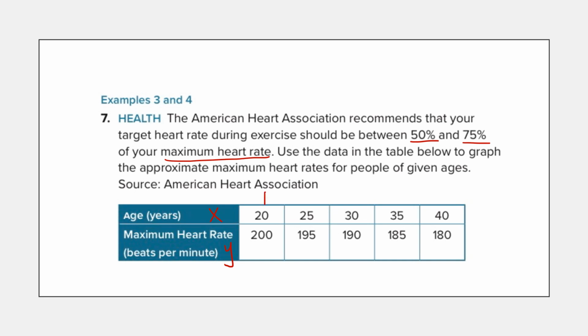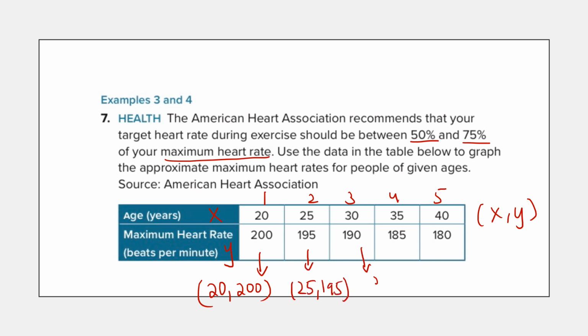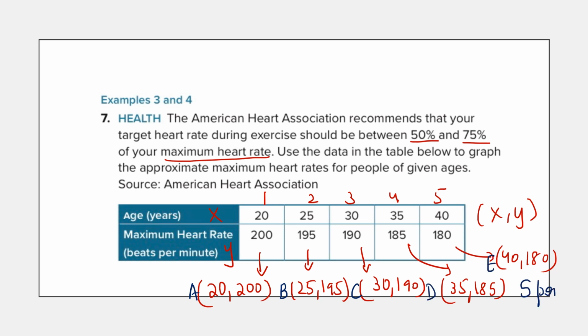So here you are given 5 points. Treat them as ordered pairs x comma y. So the first point would be 20 comma 200. Next one will be 25 comma 195. The next point would be 30 comma 190. Next one would be 35 comma 185, and the last one would be 40 comma 180. So these are A, B, C, D, E. These are 5 points, 5 ordered pairs.